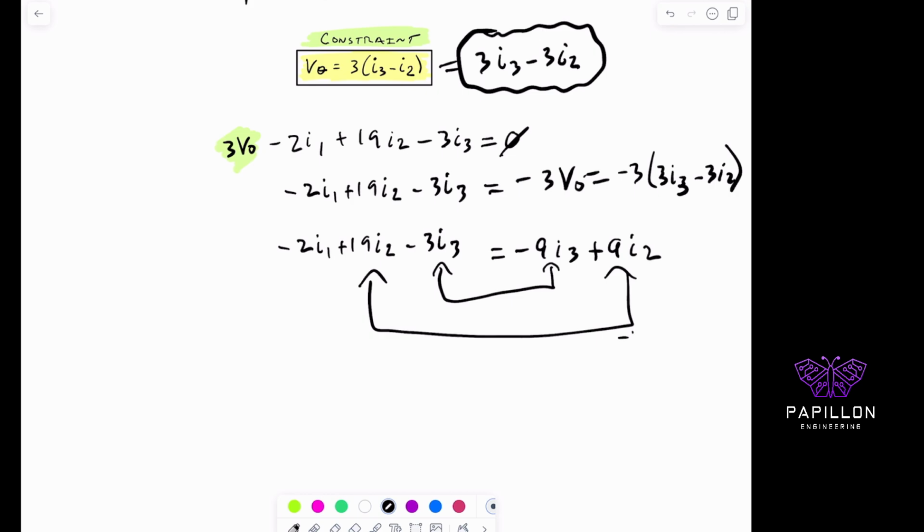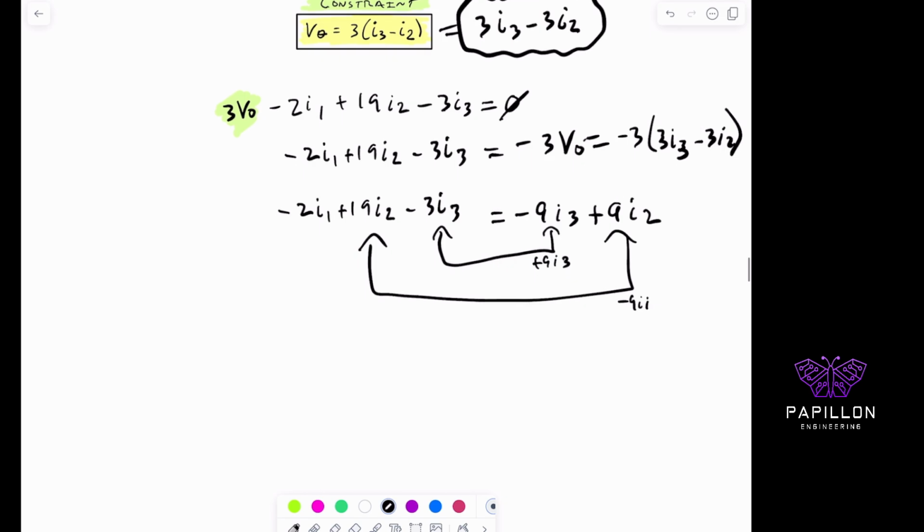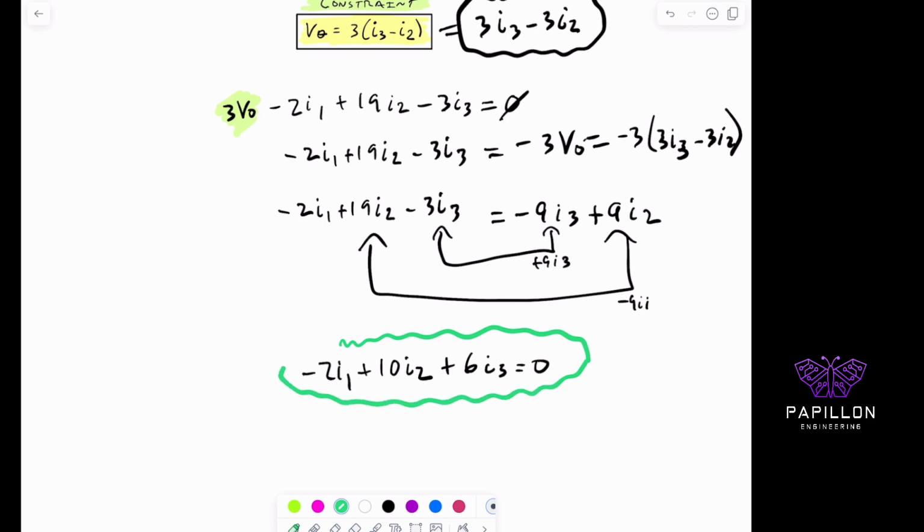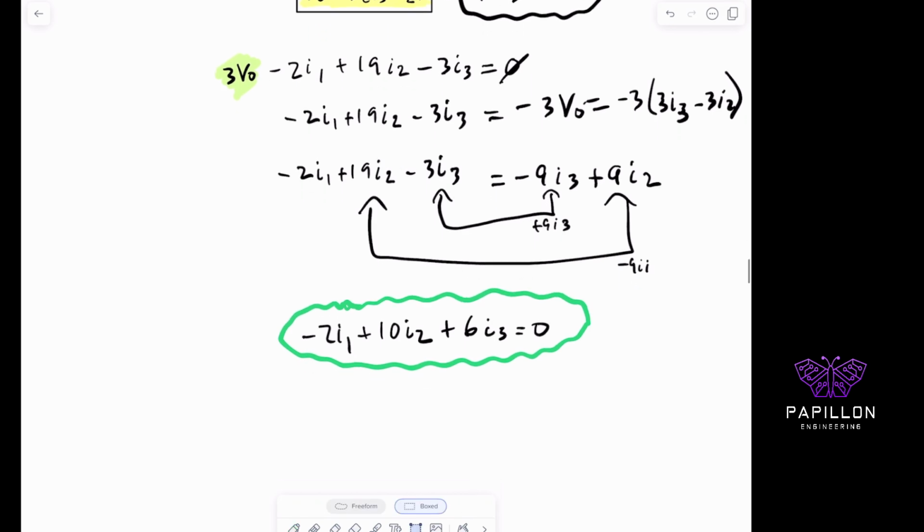So in other words, if I subtract the 9i2 from the right side and move it to the left, and I add 9i3 from the right side and move it to the left, we should be left with the following. It should be left with the minus 2i1 and minus 9, so this will make it positive 10i2. And I move the 3 over, and I should be left with plus 6i3, right? So I'm left with this finally being our new equation that handles the dependent source. And that's the name of the game: how do we handle this dependent source.